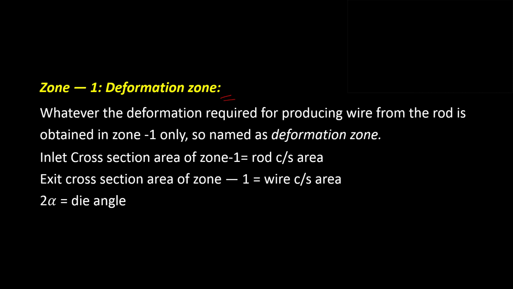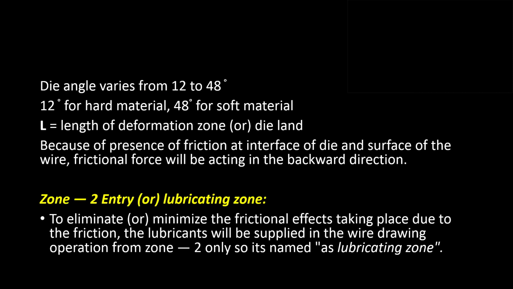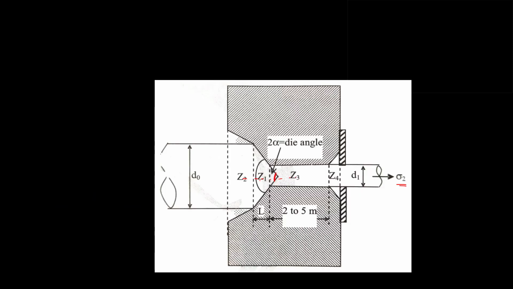The 2 alpha angle varies from 12 degree to 48 degree. Why this 12 to 48? Because 12 degree is used for hard materials and 48 degree is for soft materials. Now why 12 degree for hard materials? As you can see here, if it is 48 degree, it will be here. If it is 12 degree, it will be somewhere here like this, right? So this is 12 degree.